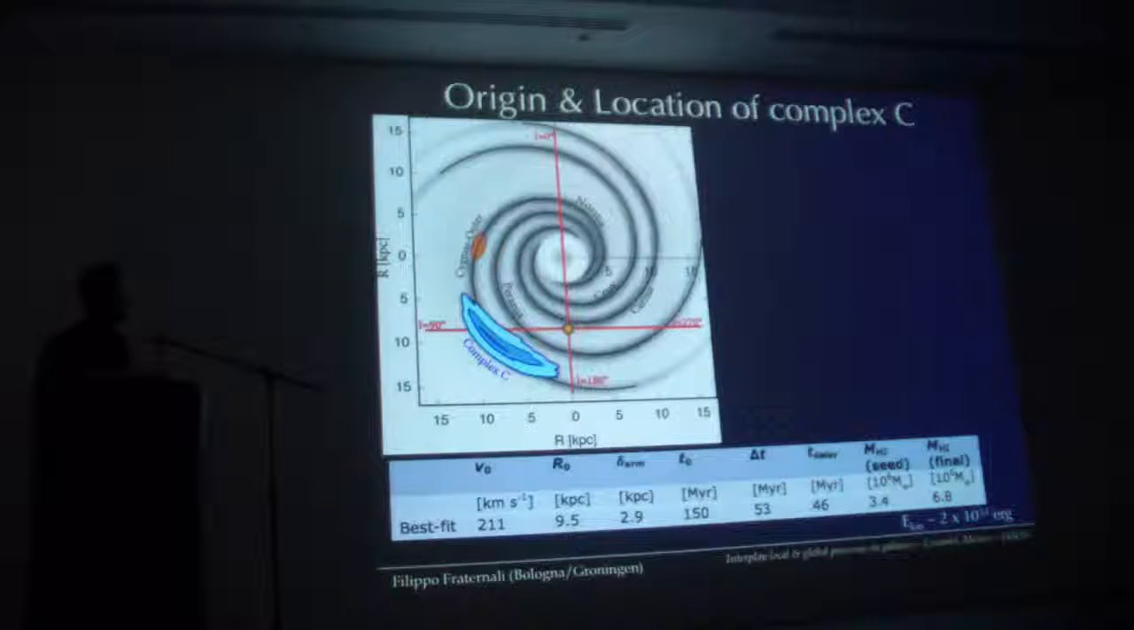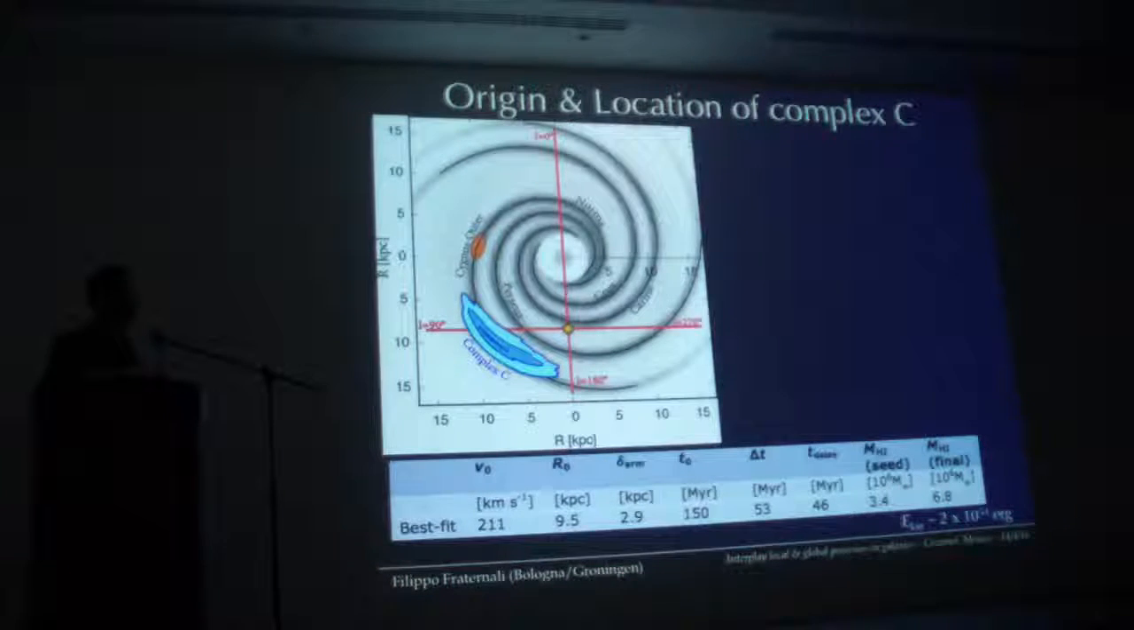By the way, we have one single solution, which is the one that I'm going to show you now. The way to form the complex C is that a superbubble went off here in this Norma-Cygnus outer arm about 150 million years ago, and then it threw material into the corona, which condensed, and here is where the complex C is now. Now that we have a model like this, we can check it against other independent estimates that we have for the complex C.